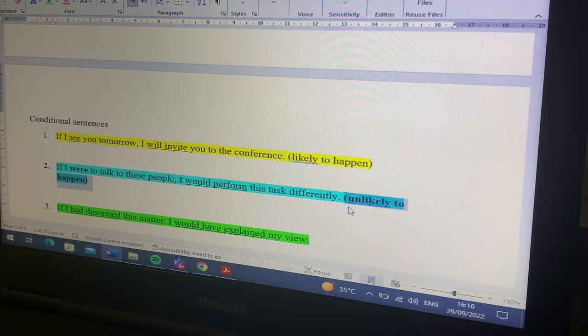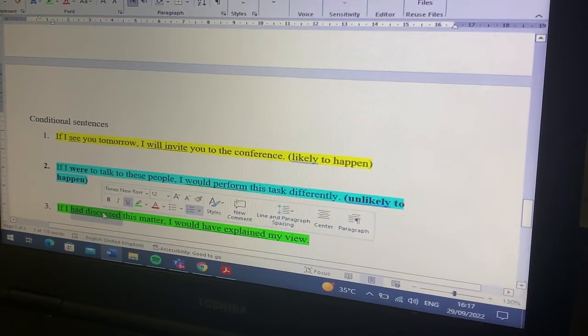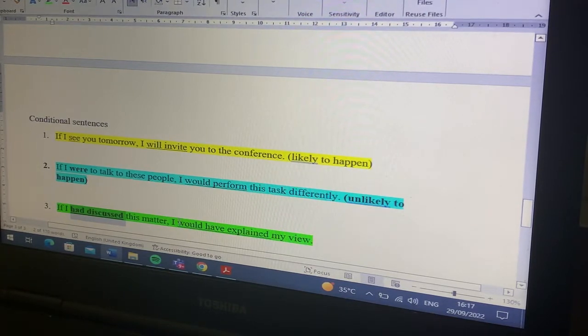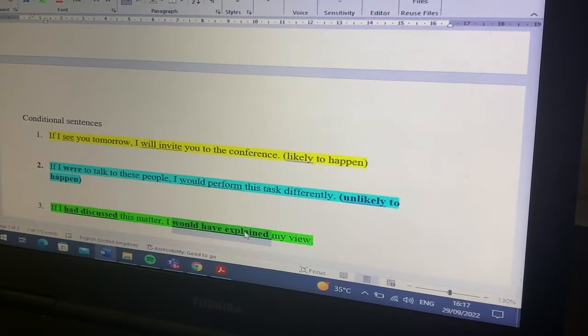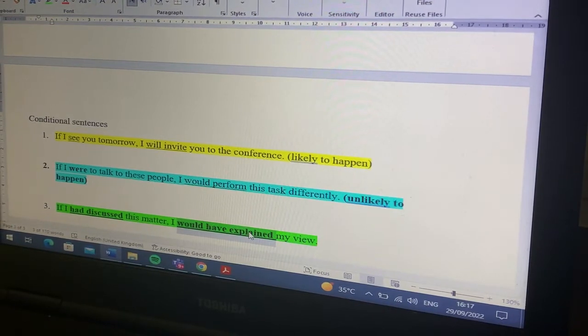In the third one, however, it's even more unlikely, but it's not only unlikely, it's impossible. It's never going to happen at all. So you say here, if I had discussed this matter, I would have explained my view. Here, of course, had discussed is important: had discussed and would have explained. Both are in the past perfect, which means it's never going to happen. This is what you need to be concerned about.